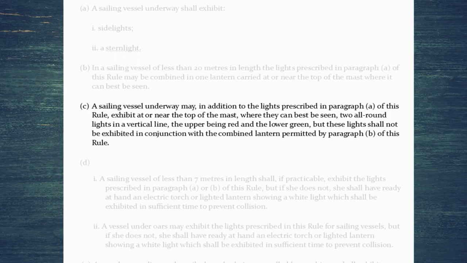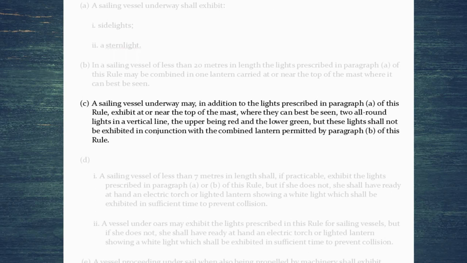Paragraph C then goes on to say, if you're showing those lights from the first paragraph, which is the side lights and a stern light that are separate, you may show an all-round red light over an all-round green light at the top of your mast, of course. But you can't show those all-round lights if you've chosen to combine the side lights and stern lights in a single lantern at the top of the mast. This actually makes perfect sense. You can't have two different sets of lights at the top of the mast. If you've got your side lights and stern lights separate, you can show these all-round lights.